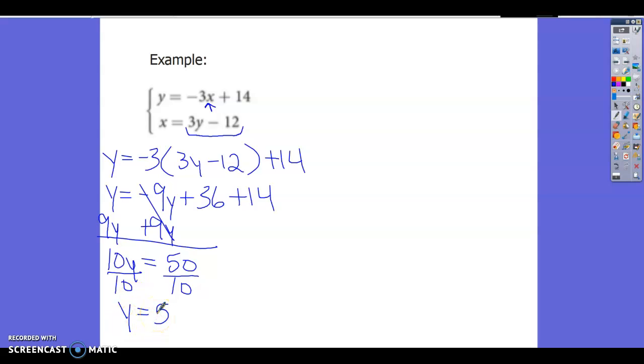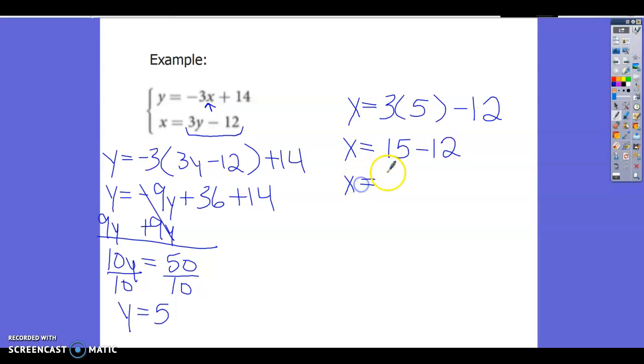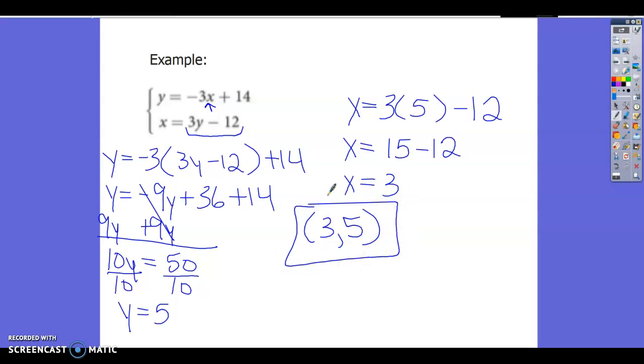Now we need to find x. In the second equation, it says x equals this right here. So let's use the second equation to see what x is. So 3 times y minus 12. We just found out that y is 5, so we can put that here. So x equals 3 times 5 is 15 minus 12, or 3. Even though we found y first, our ordered pair is always x, y. So we put x, then y, and that is the solution to our system. That shows us that this system is an independent system. It has one solution.